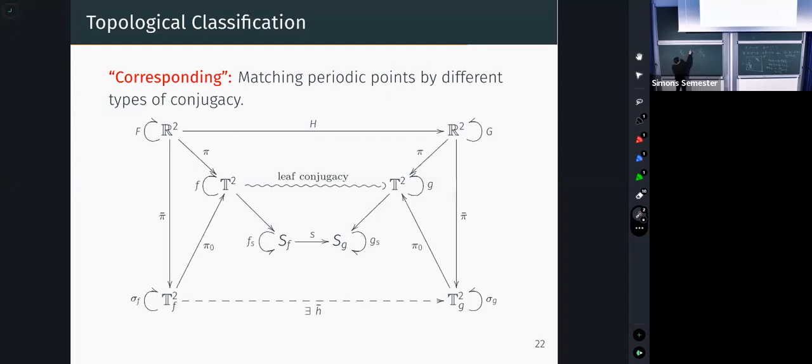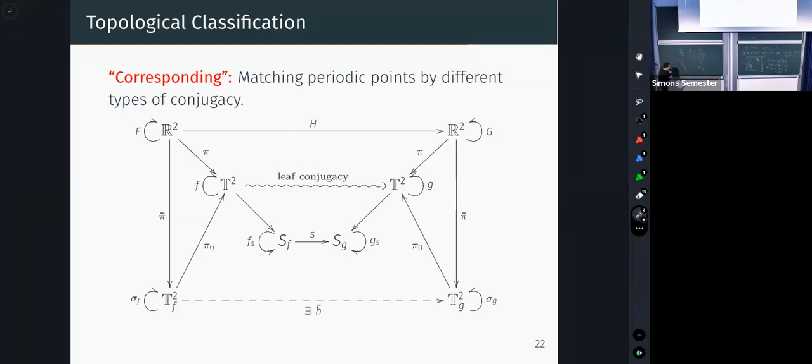And you have the quotient of F and something. Let me just write some H2, from T2 modulo F^s_F to T2 modulo F^s_G. So you will have these things. That is, for the leaf space, you have a conjugacy.